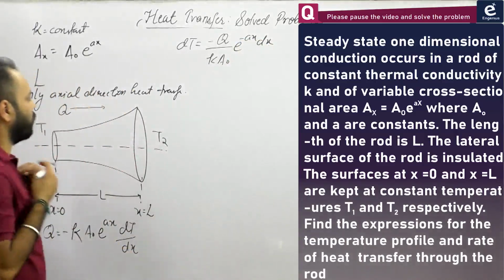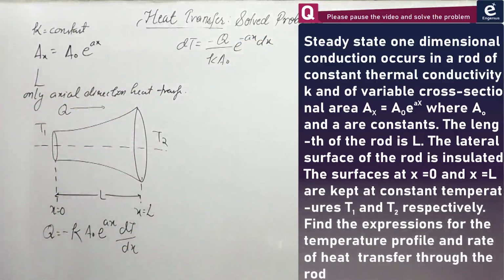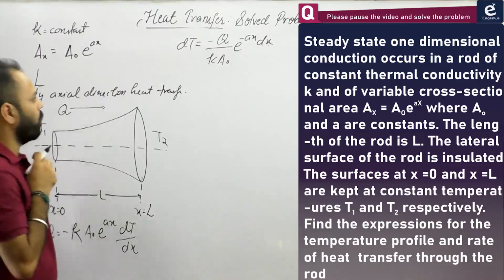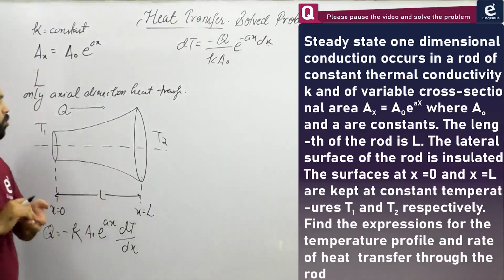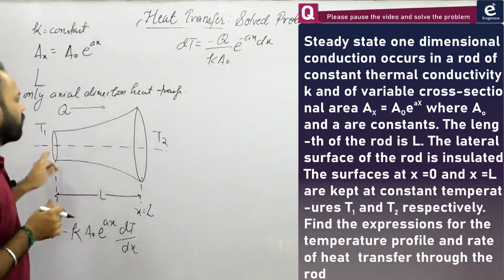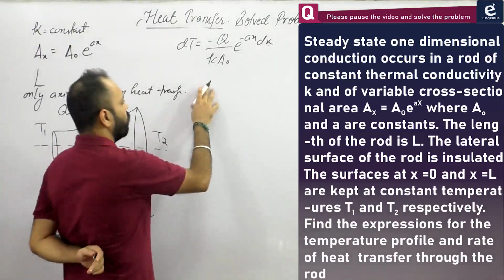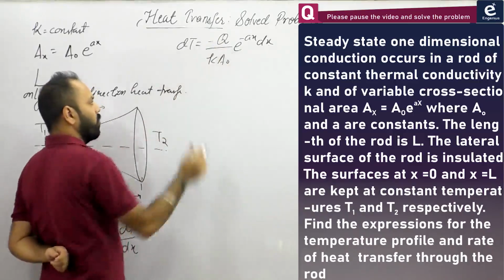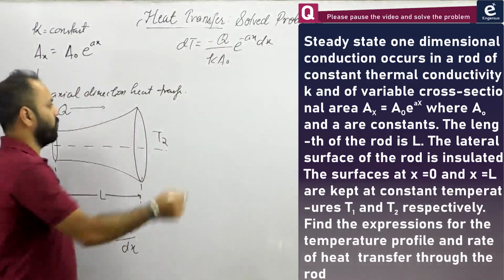I can write like this so that easier for me to integrate. आप e raised to the power x लिख के भी integrate कर सकते हो. Of course, K is constant, A naught is constant, which is given in the problem. Okay, so I have to integrate this as a function of x. So you know that at x is equal to 0 and at x is equal to L, what will be the situation? Let's see. Q will be constant because we are dealing with steady state heat transfer.